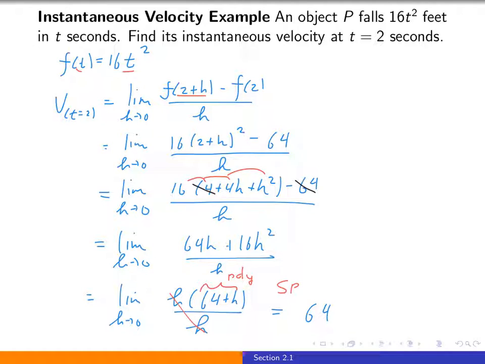And this number 64, as we previously saw, is the instantaneous velocity of this object at t equals 2 seconds. So since it's representing a physical quantity, we should give units. So this would be 64 feet per second.